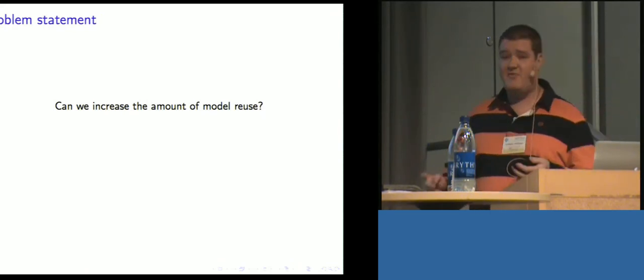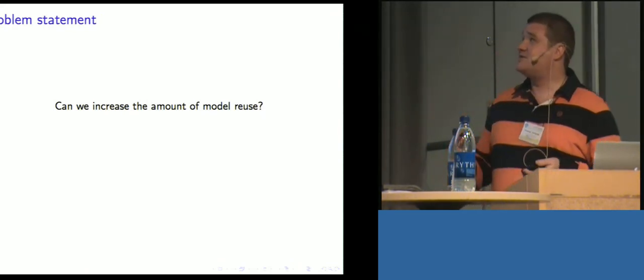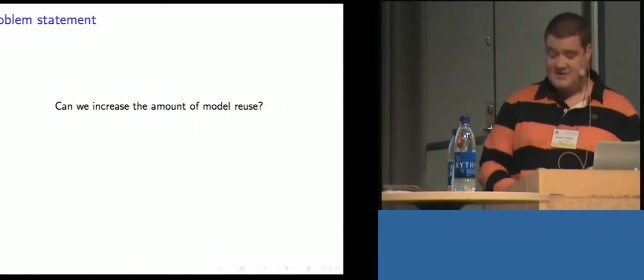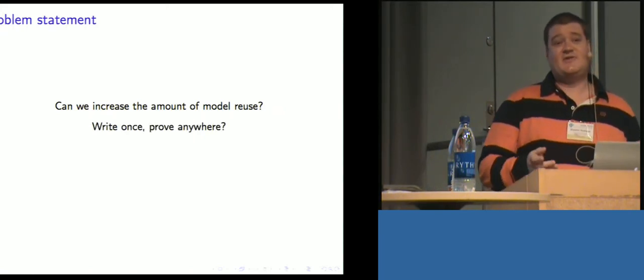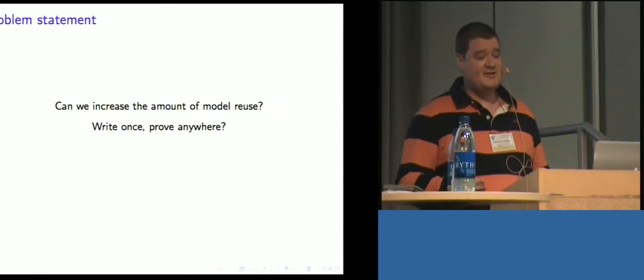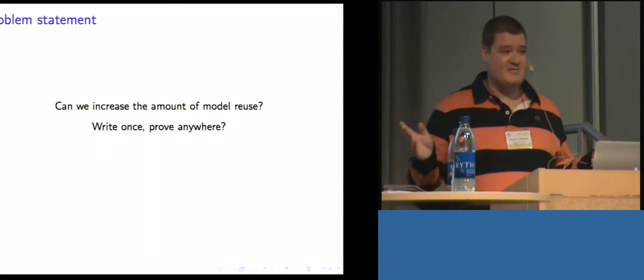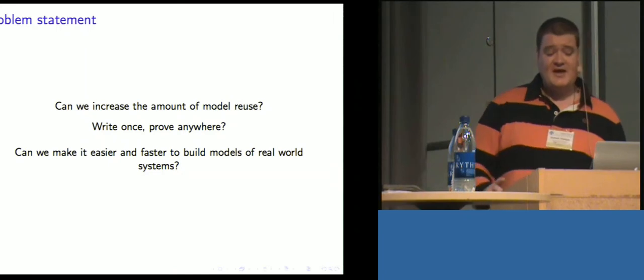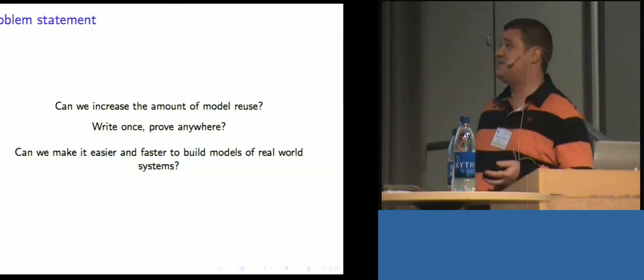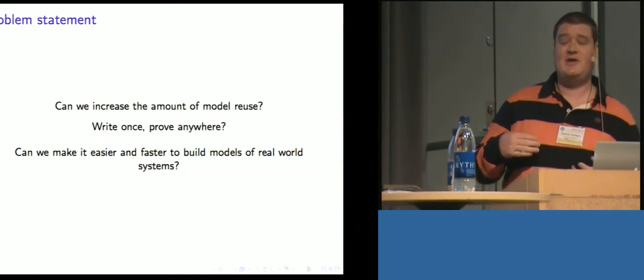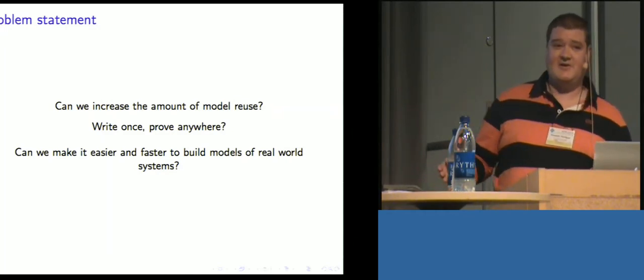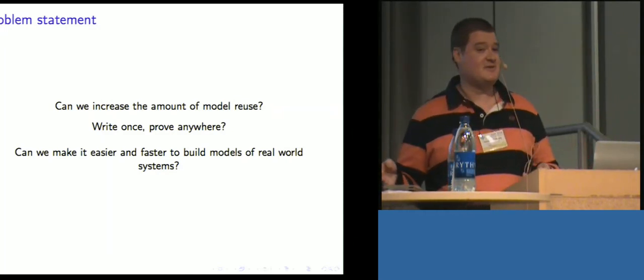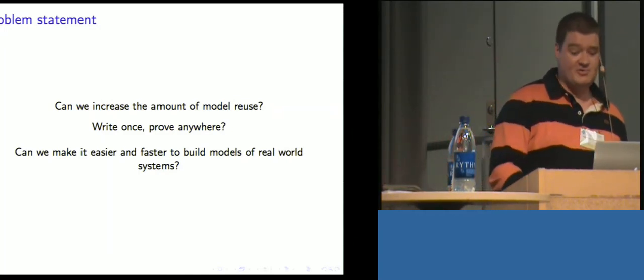So with that in mind, we have a problem statement. Can we increase the amount of model reuse? Can we move to a situation where we write models once and then are able to prove in any system that we choose? But can we make it easier and faster to build models of real-world systems? So can we move to a situation where people don't need to be an expert in Coq or don't need to be an expert in Isabelle to build models of, say, microprocessors?